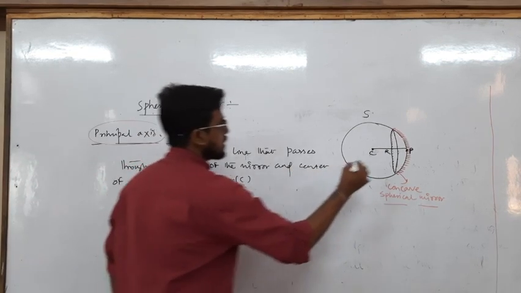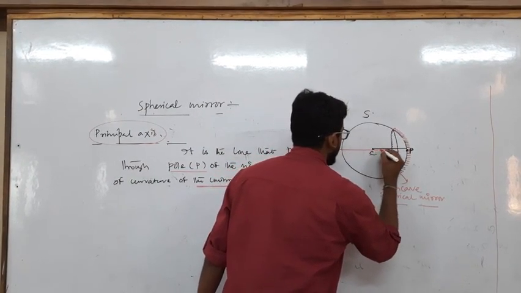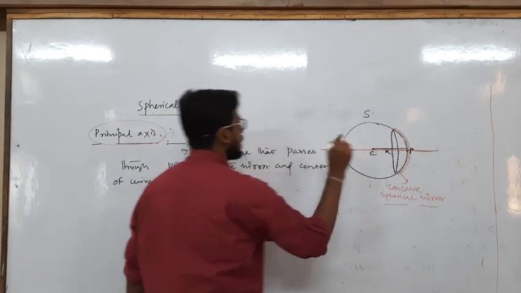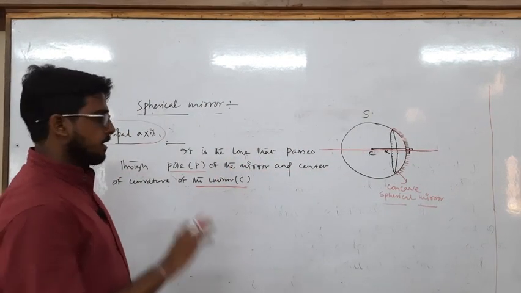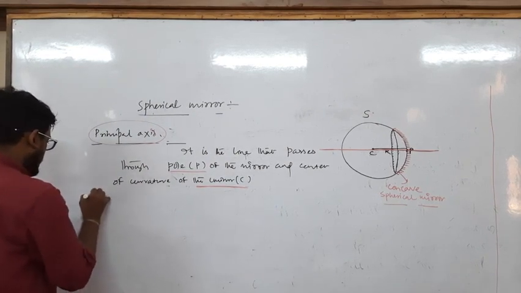Okay, so this is the pole of the mirror, this is the center of curvature of the mirror, so this axis which passes through it is known as what? Principal axis.